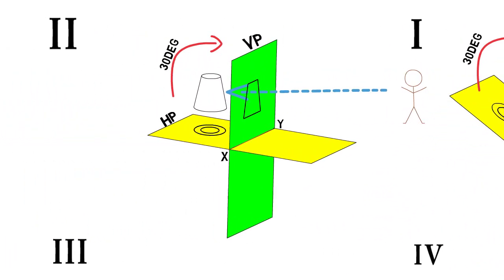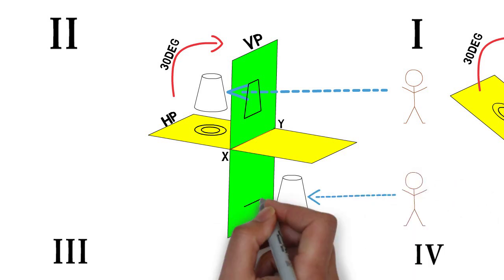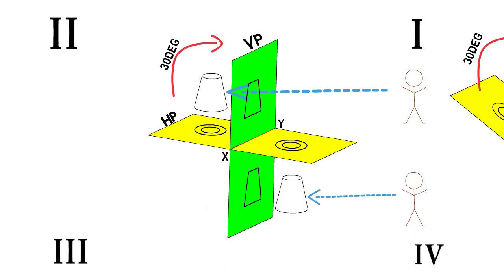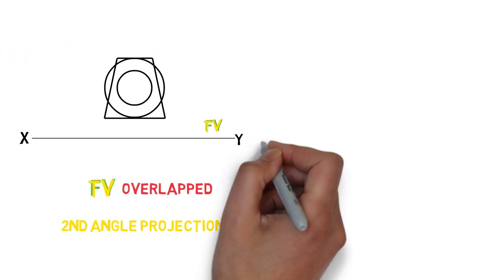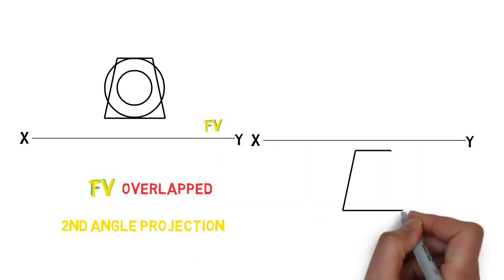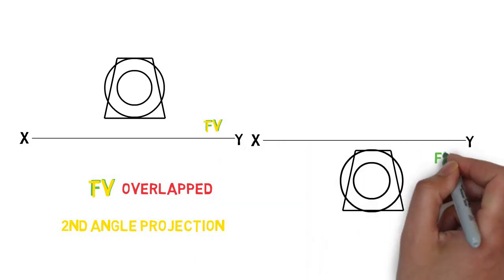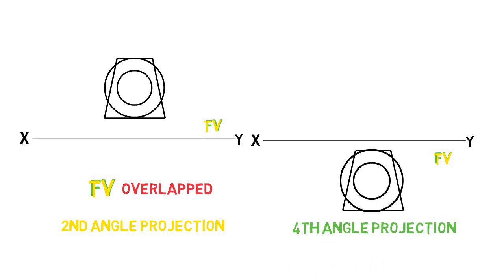Similarly, for fourth angle of projection, the object is here in the fourth quadrant. This is the front view, this is the top view, and we rotate this horizontal plane by 90 degrees clockwise. Again, we will plot these views on a single paper. This is the XY line, the front view, and the top view. Again here also we are getting overlapped views.